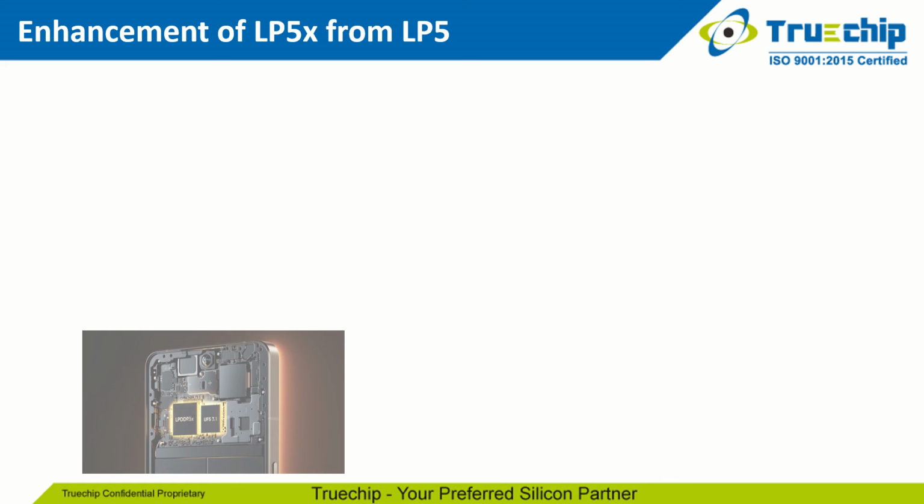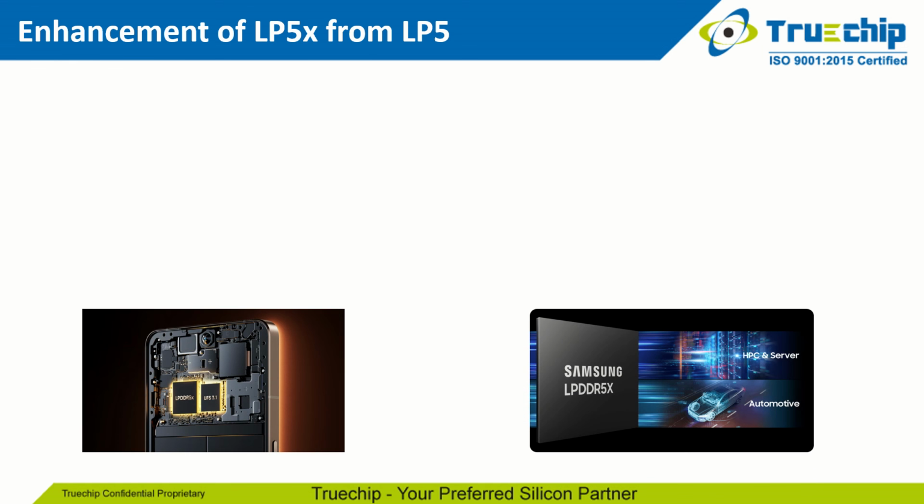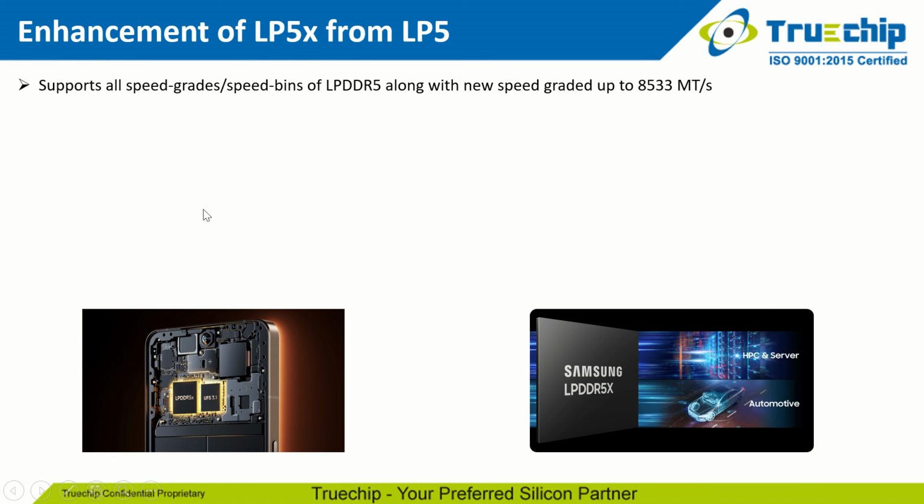Enhancements of LPDDR5X from LPDDR5. LPDDR5X supports all speed grades and speed pins of LPDDR5, along with new speed grades added up to 8533 mega transfers per second, which provides a boon to the mobile industry.